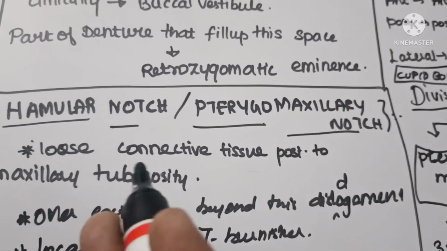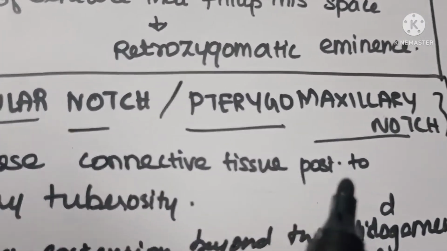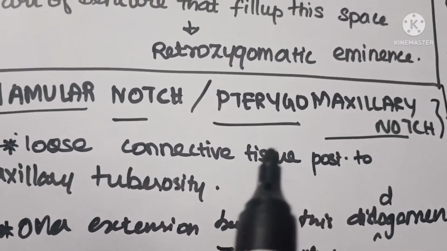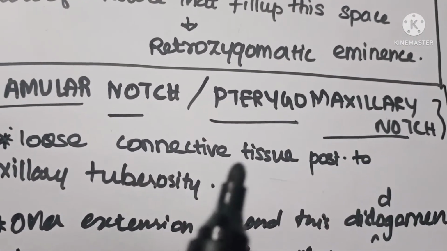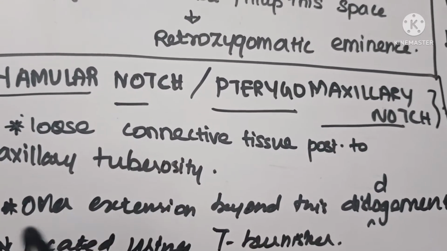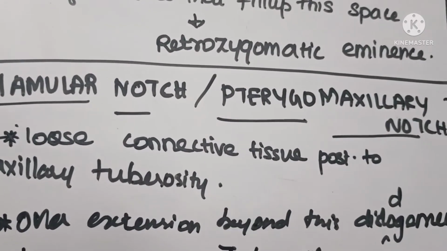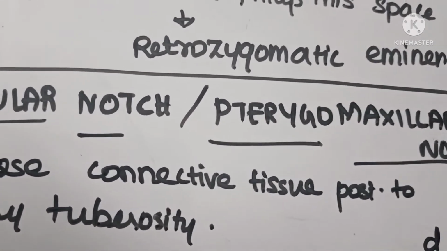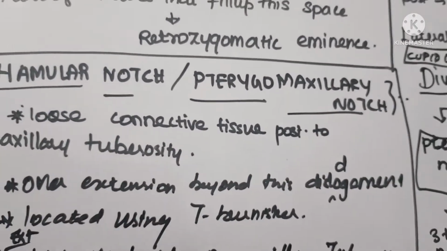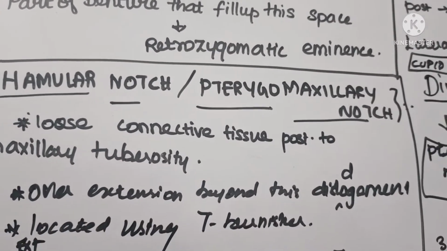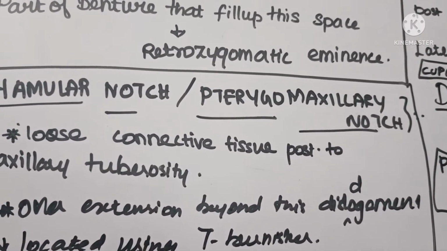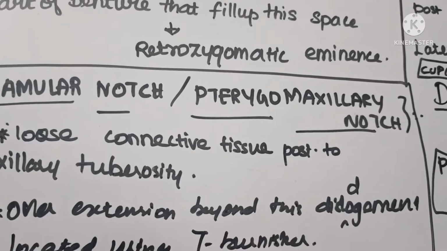So coming to the hamular notch, it's also called the pterygomaxillary notch. It's a loose connective tissue that is present posterior to the maxillary tuberosity. That is, it is present distal to the maxillary tuberosity and hamulus of the medial pterygoid plate. And it is a limiting structure, as you see, and any extension beyond this may cause dislodgement and may produce discomfort to you.